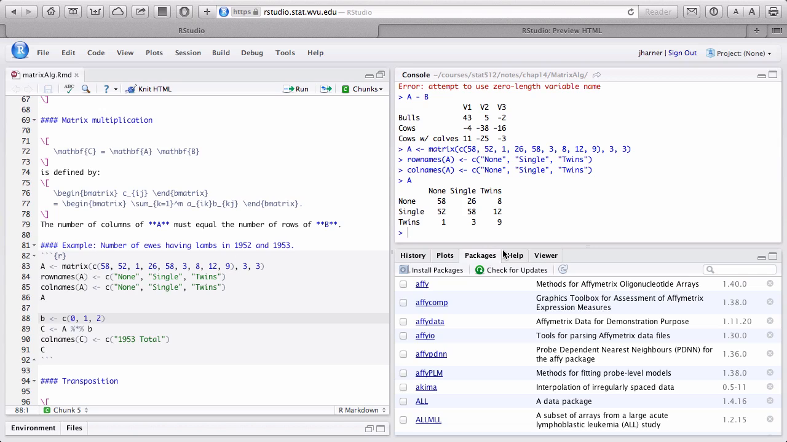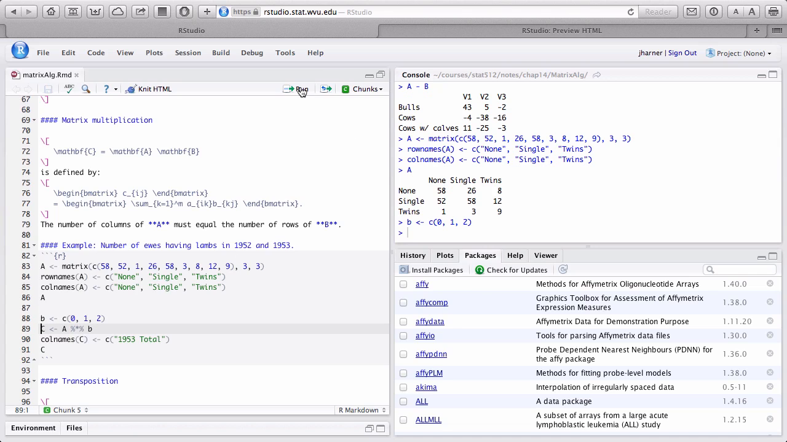Okay. Now suppose that I want to count how many lambs there are in 1953. I could create a vector, 0, 1, and 2, meaning 0 births, 1 birth, or 2 births. For none, it's 0. For a single, it's 1. And for twins, it's 2. Now I'm going to form this matrix B. And so that's B. And I'm now going to multiply A times B.